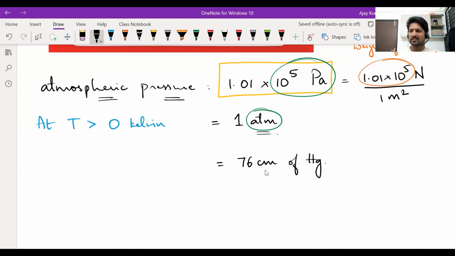Atmospheric pressure can be expressed as the length of a mercury column also. You'll understand how this can be done. Some of you may know it already. There's an instrument called a barometer, which helps us express pressure in terms of length of a liquid column. We'll discuss this later. So pascal, atmosphere, centimeters of mercury. These are the common units that we are going to come across.